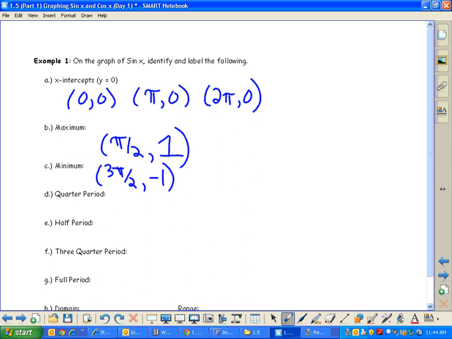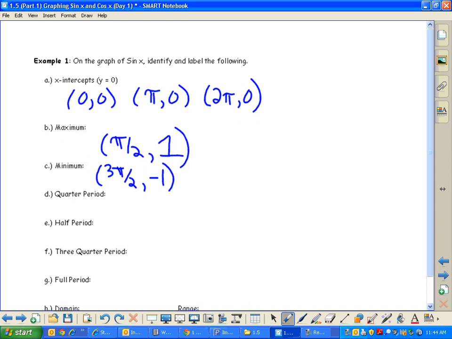Okay, quarter period. A full period for the sine and cosine curve, in other words, the time on the x-axis it takes for a graph to complete one full cycle, went from 0 to 2 pi. The quarter periods occur every fourth of 2 pi. In other words, they occur when you cross through your quadrants. So really your quarter periods are the same as your quadrantal angles.